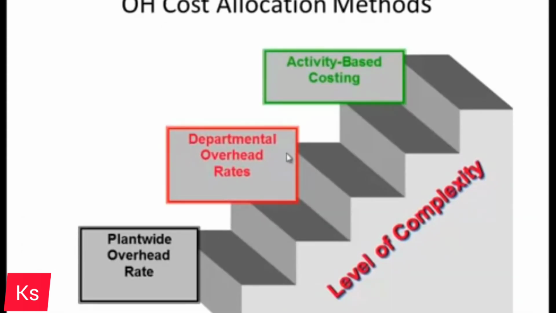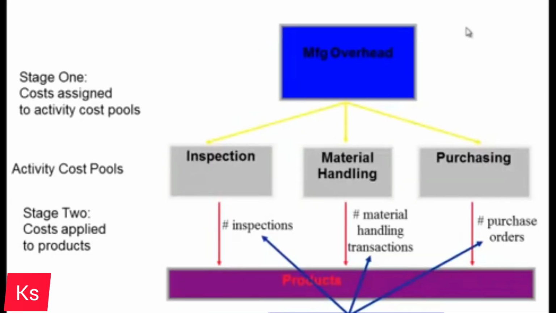As you'll see in the next class, we're going to go even one step further up our sophistication in costing system, and we're going to look at something called an activity-based costing system. An activity-based costing system is a two-stage costing system just like I described. However, in an activity-based costing system, in the first stage, we allocate overhead not to different departments, but to different activity cost pools. So what is an activity cost pool?